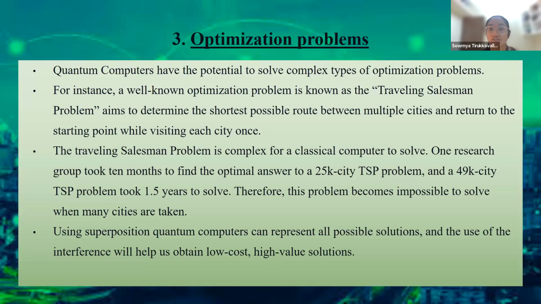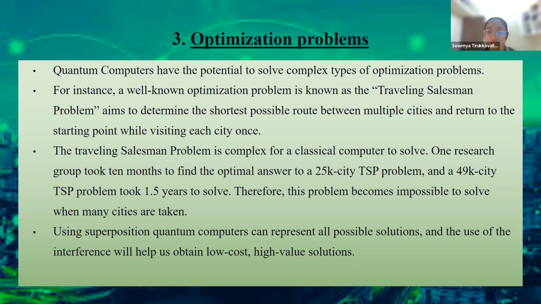Another potential application of quantum computing is in solving complex optimization problems. For instance, there's the well-known traveling salesman problem, which aims to determine the shortest possible route between multiple cities and return to the starting point while visiting each city once. It is complex for a classical computer to solve. One research group took, I guess, 10 months to solve a 25K city problem, whereas they took 1.5 years to solve a 49K city problem.